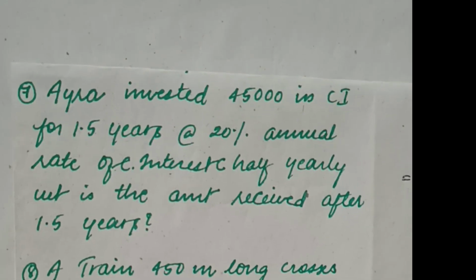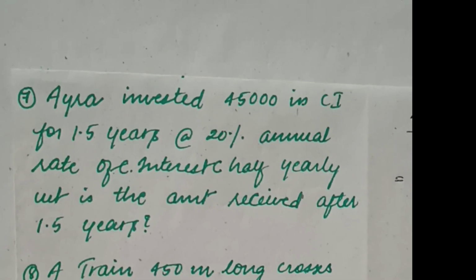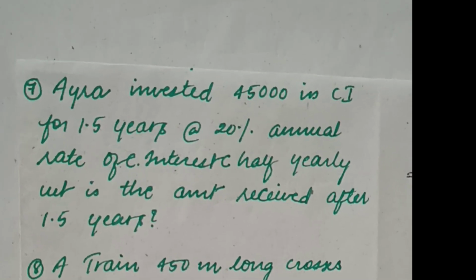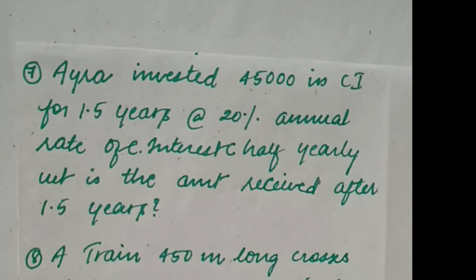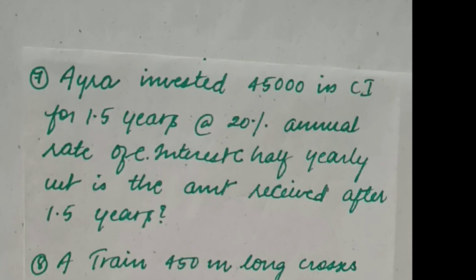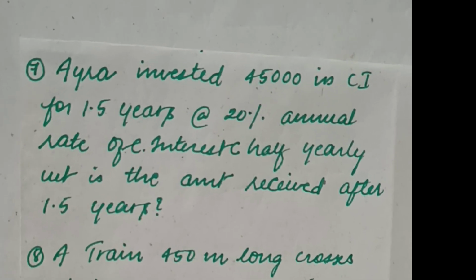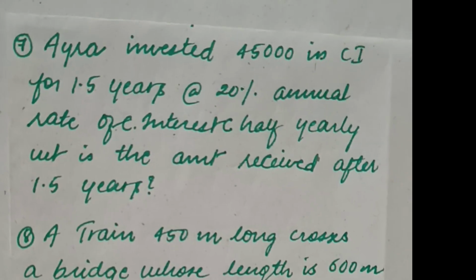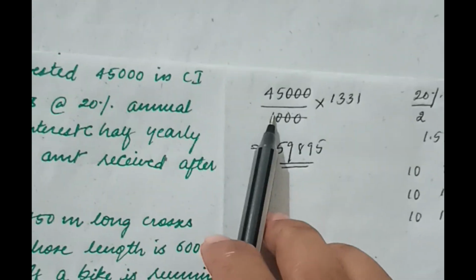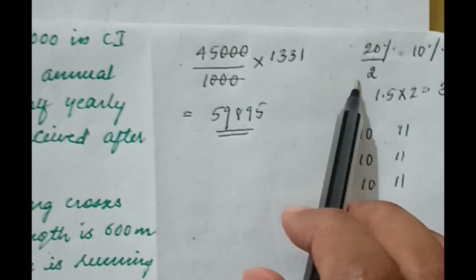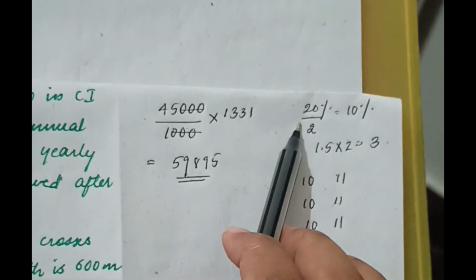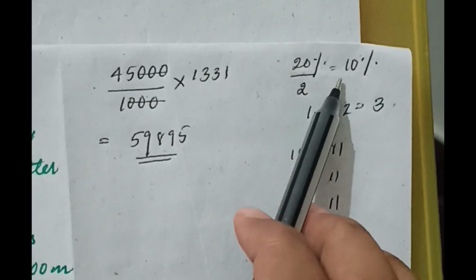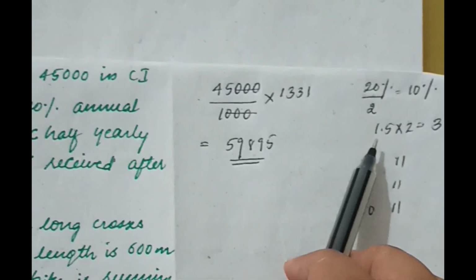Then next question, Ira invested 45,000 in compound interest for 1.5 years at 20% annual rate of interest, which is compounded half yearly. What is the amount received after 1.5 years? We know that she invested 45,000 and since it is compounded half yearly, we have to divide the rate by 2, we will get 10%.